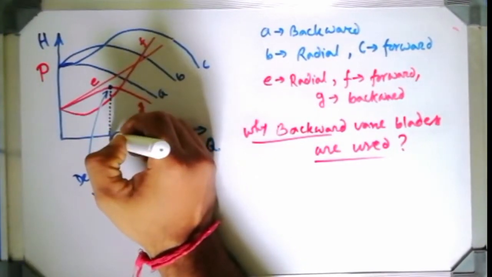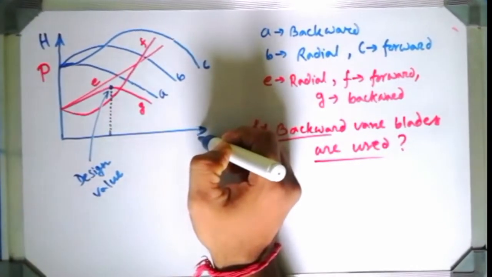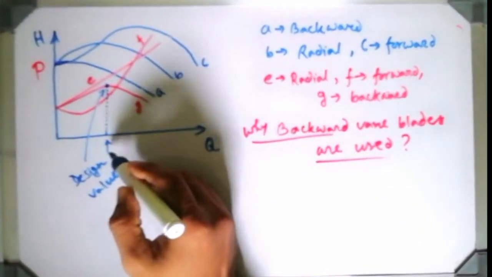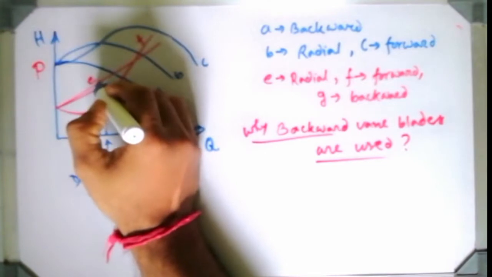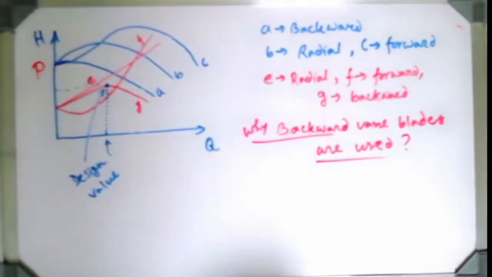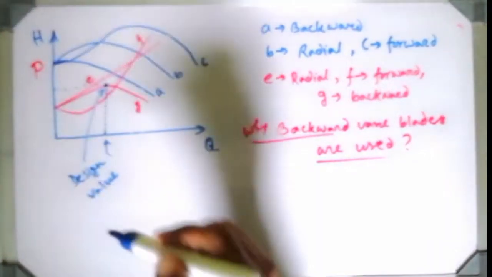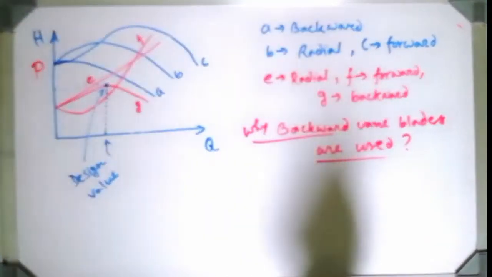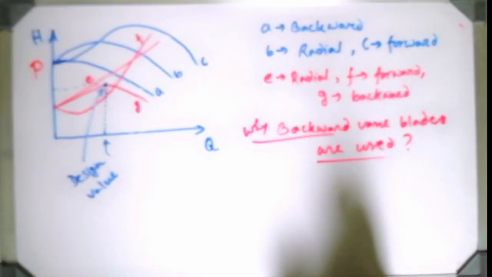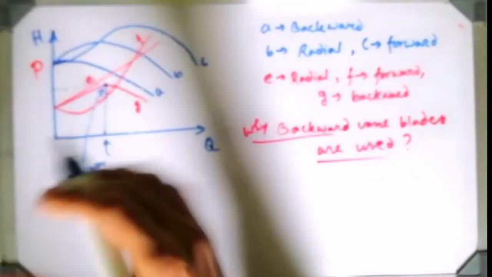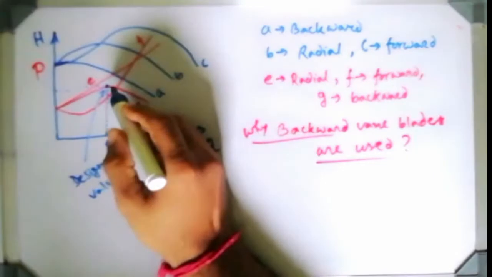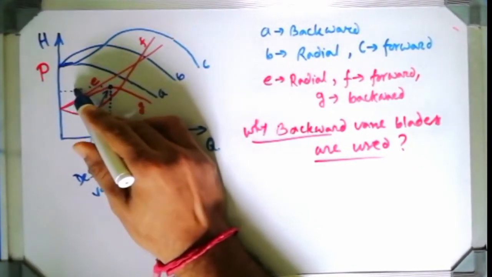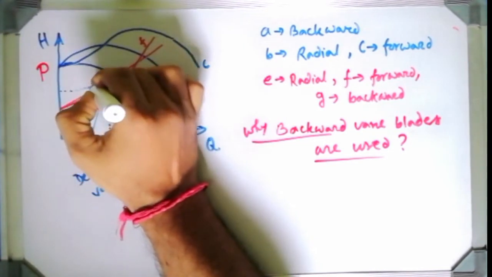If you project down onto the abscissa, you will get the design discharge or design flow rate. Similarly, if we go across like this, you will get the design rated power. That means how much power it will consume for this particular discharge. That is the design value. Now suppose a pump is running at this design value. It will consume the optimum power from the electrical motor, the power value you get from here.